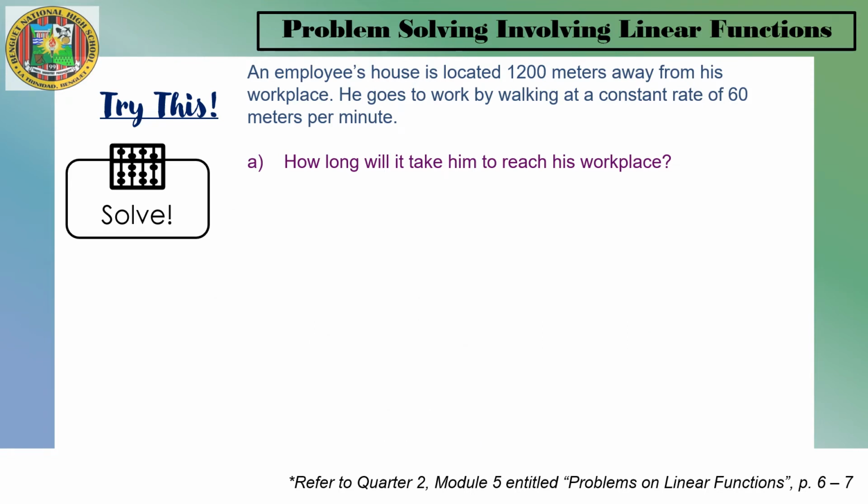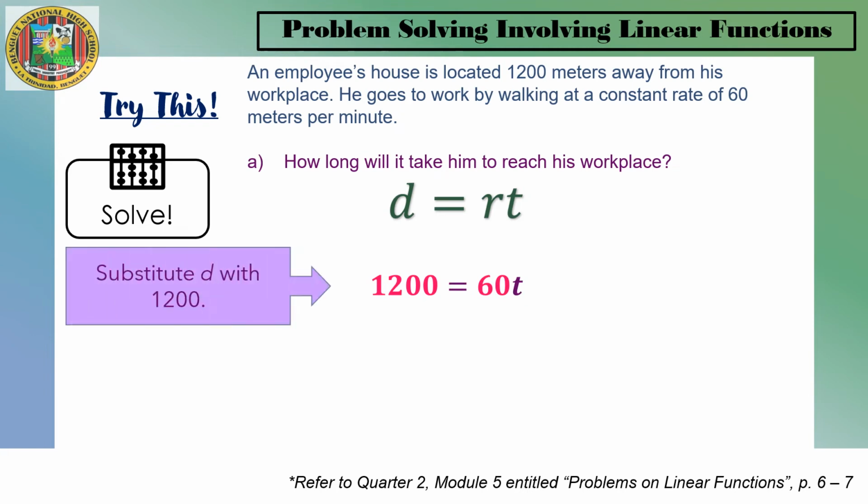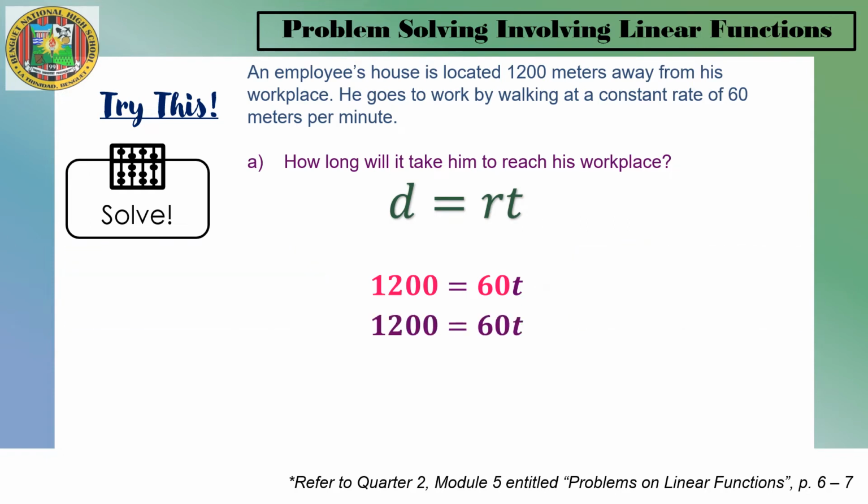Now that we have the equation, we now answer the first question by solving. In the problem, the distance is described as 1,200 meters. So, we substitute d with 1,200. The speed, represented by r, is also given as 60 meters per minute. So, we substitute r with 60. This gives us the equation 1,200 = 60t.